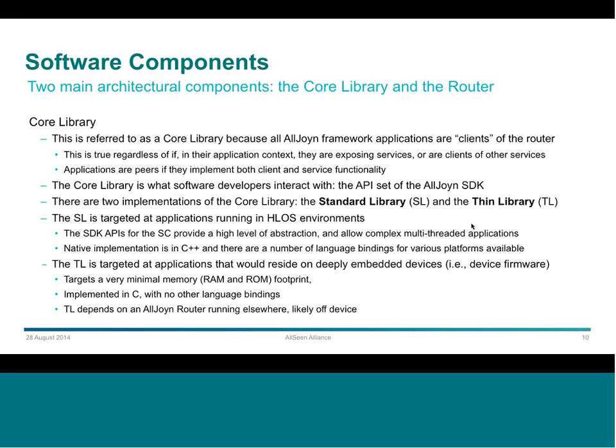The big thing, again, about the thin core library, the TL, is that it must have an AllJoyn router in the network to be able to offload processing power onto in order to communicate with the rest of the network. This is how we are able to fit the AllJoyn framework on a very small memory footprint. And it's natively written in C, so it's really easy to take and port over to a slew of different real-time operating systems.